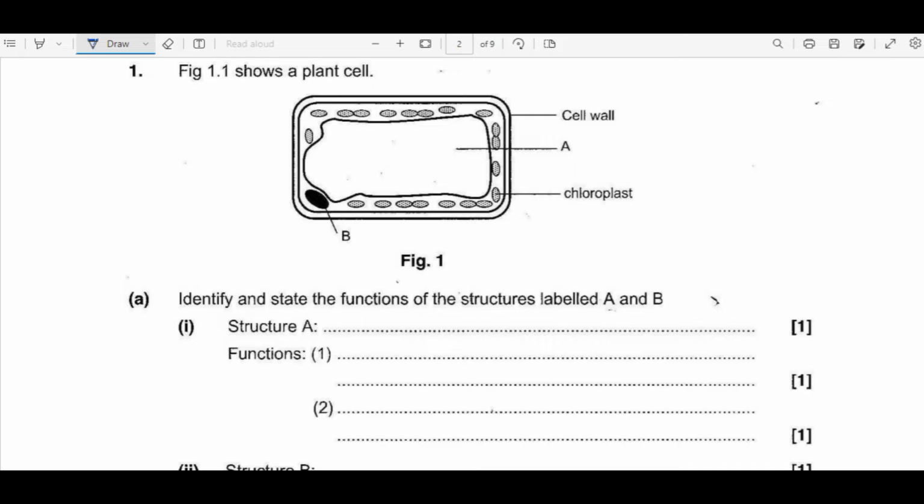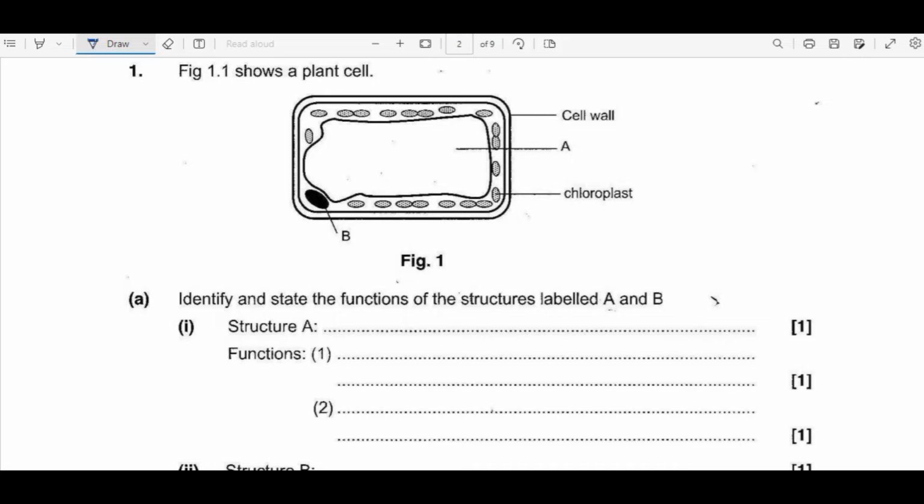So before us, we have this biology paper 2, and this paper is coming from the year 2003, and we are going to answer questions from section A. We have question 1. Figure 1.1 shows a plant cell, and we know that whenever we look at a cell, we are looking at definitely a life.